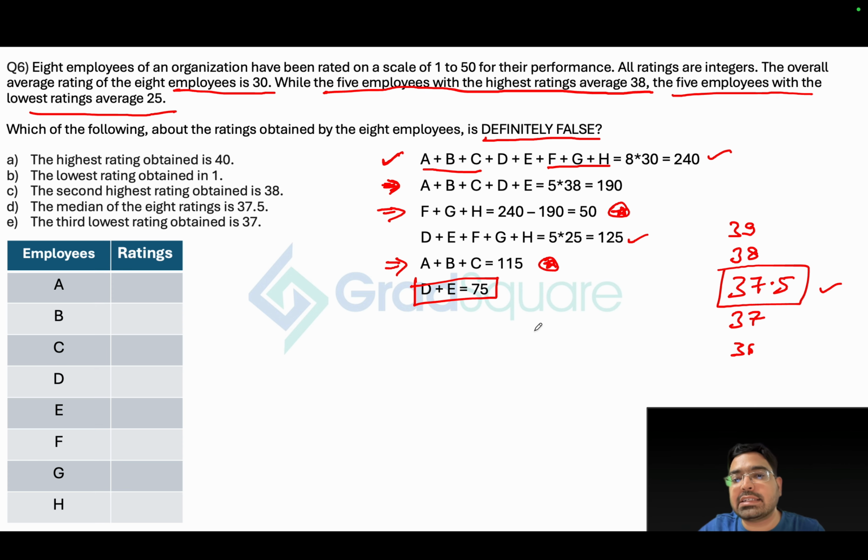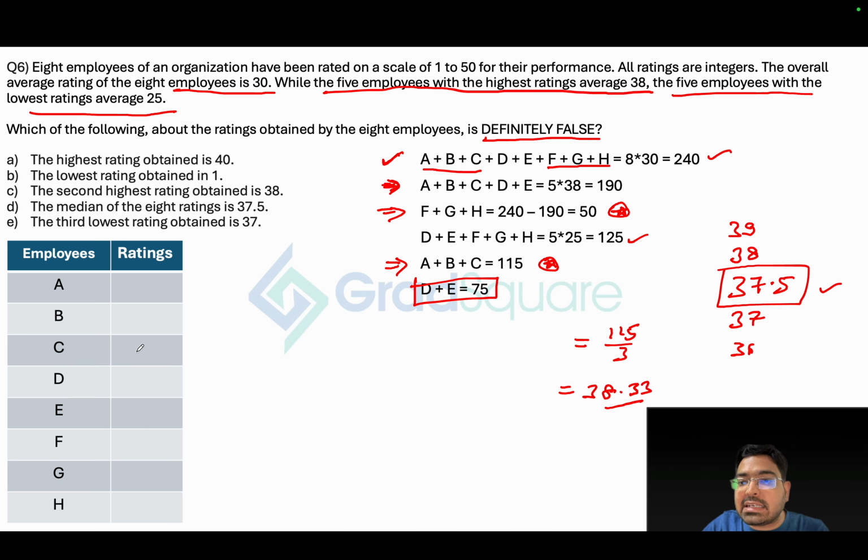A plus B plus C is equal to 115. Now 115 divided by 3 will give me the average of these 3. What is the average of these 3? 3 3s are 9 and 25, so 3 8s are 24, 38.33. Now each of these 3 cannot be greater than 38.33. So somebody will have to be lower than 38.33, which brings me to 38.